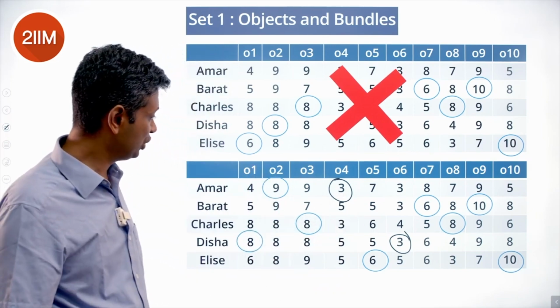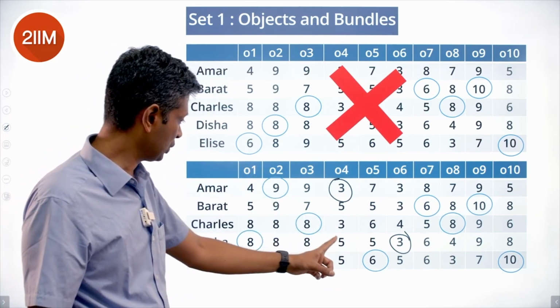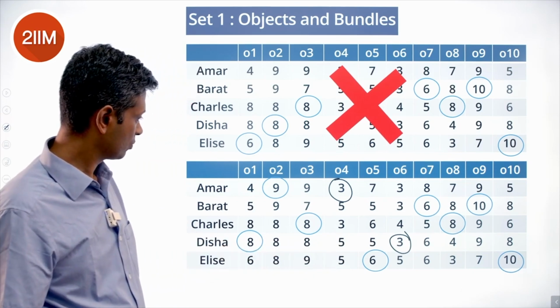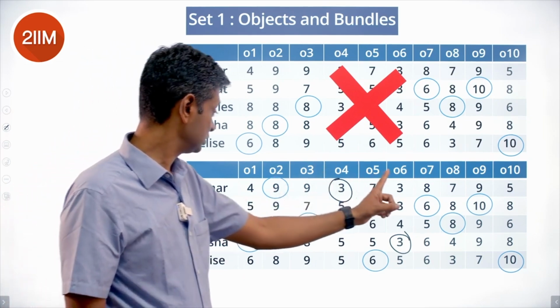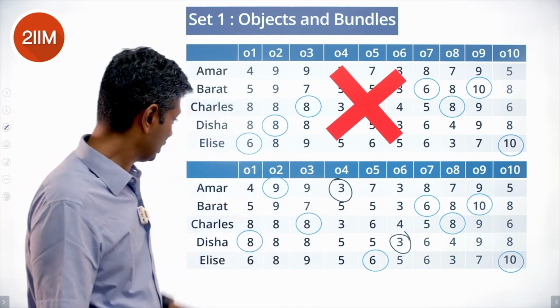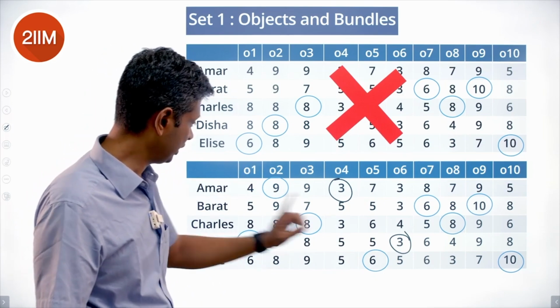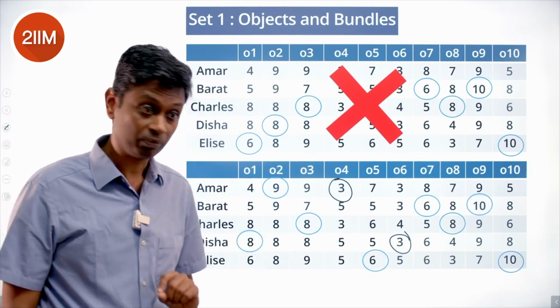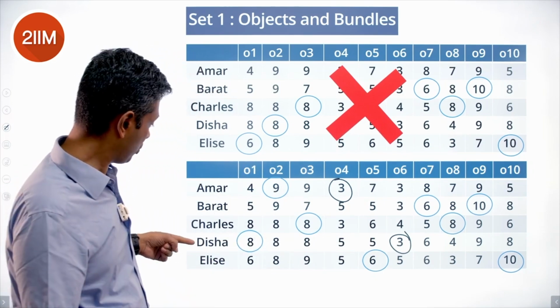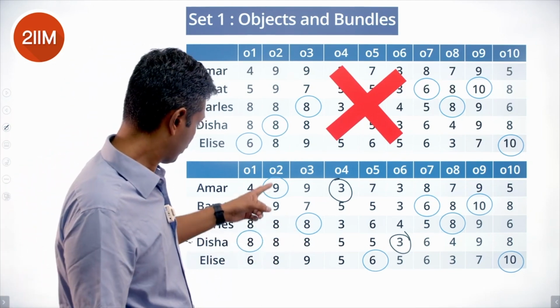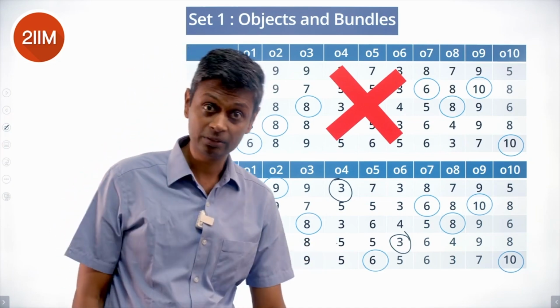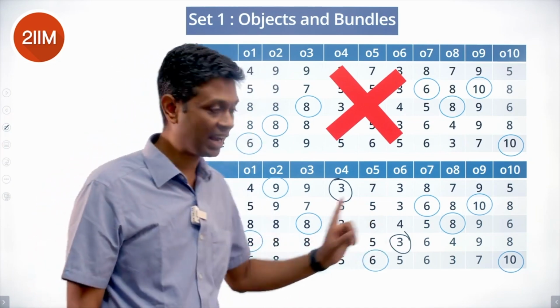Sorry, Amar values Disha's at 4 plus 3, 7, which is fine. Disha values Amar's at 8 plus 5, 13. This is a problem. If this were the scenario, Disha would value Amar's bundle at 8 plus 5, 13, whereas her own bundle only adds up to 11.